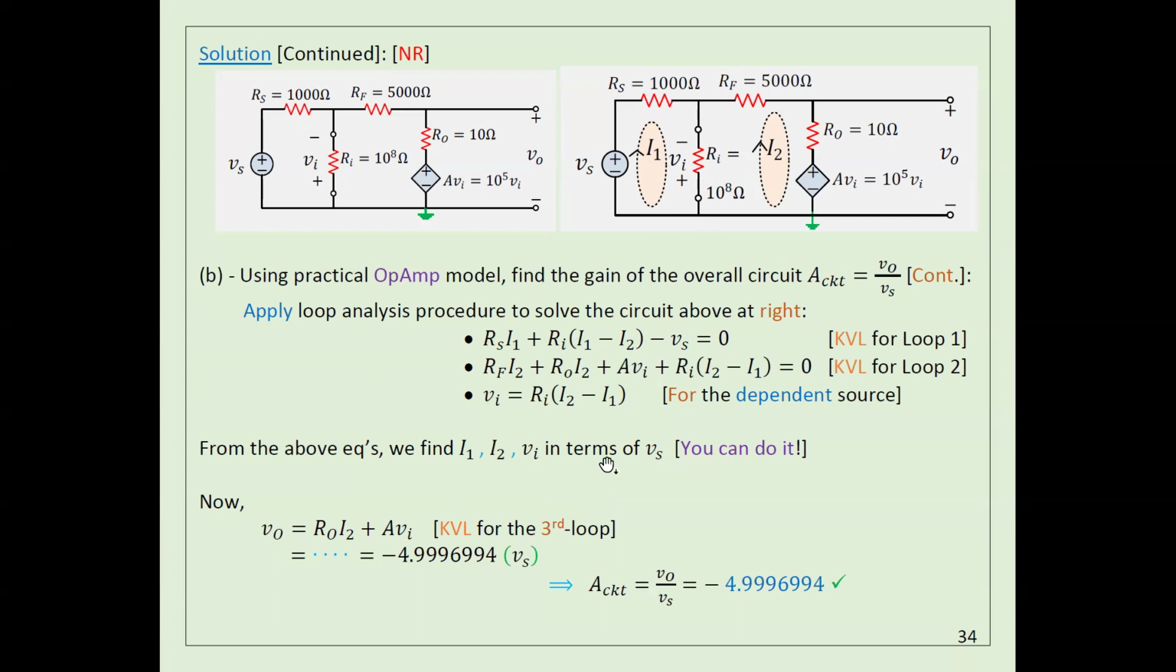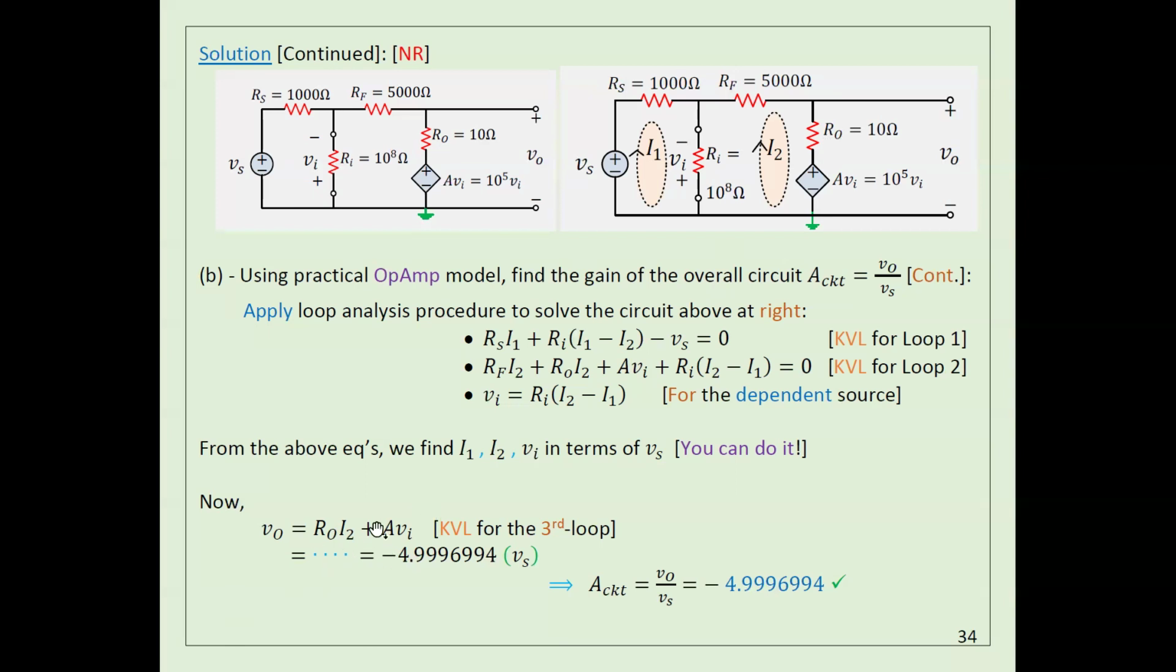After you get I1 and I2, you need to solve these 2 equations. After you solve them, I want to get V out here. V out should equal I2, the voltage drop from here to here, which is I2 times R0, plus this voltage drop, as you see here. The voltage drop from here to here equals this voltage drop plus the voltage drop here. For this voltage drop here, I need only I2. So I2 times R0 plus AVI.